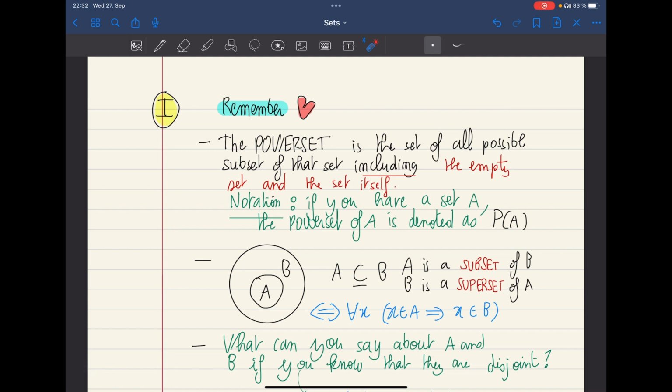The first thing to remember is the definition of a power set, and it's a set of all possible subsets of the set, including the empty set and the set itself. Subset is Teilmenge in German. So how do you note it? You write it P of A. That's the power set of A.